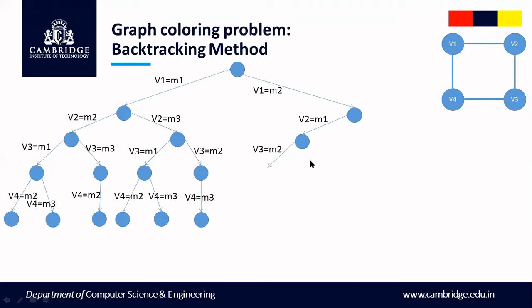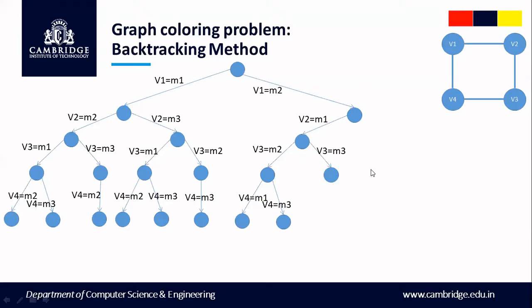So if we assign M2, then V1 is M2, V3 is M2. Then V4 can have either M1 or M3. Fine. Once again, we backtrack, change the option for V3. Instead of M2, we can assign M3.